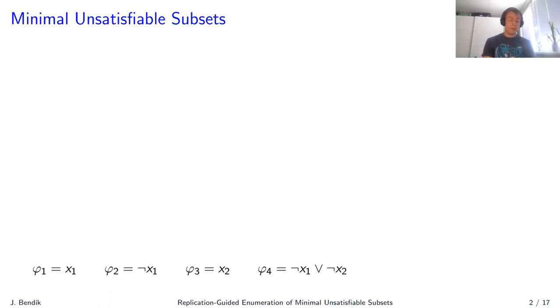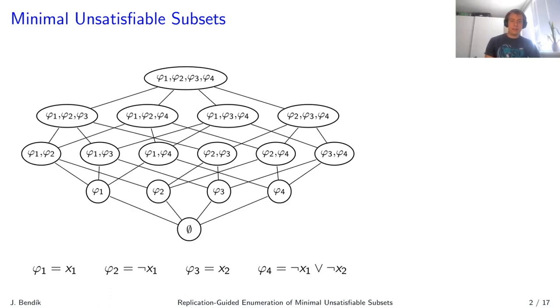So for example, assume that we are given these four clauses. You can see that the first two clauses contradict each other, therefore the formula is unsatisfiable. If you are given an unsatisfiable Boolean formula, you often want to somehow analyze the unsatisfiability. You want to identify the sources of the unsatisfiability. So how can we do that?